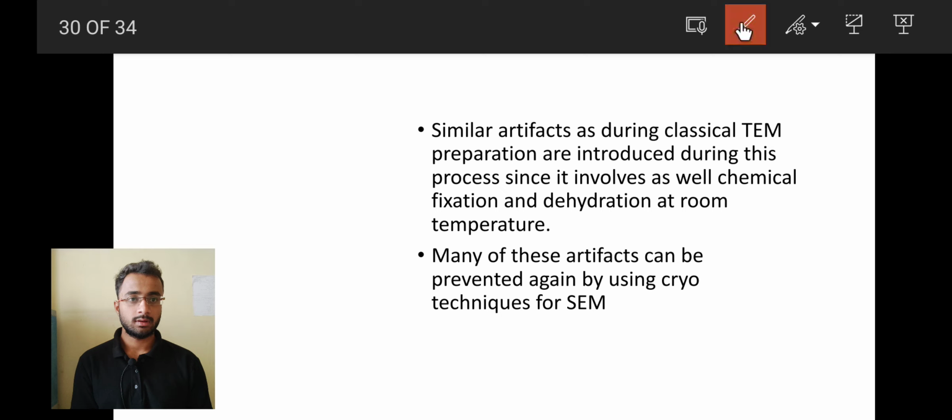Similar problems that arise during classical transmission electron microscopy are introduced during this process, since it involves chemical fixation and dehydration at room temperature. We have seen some artifacts, that is, some problems during sample preparation for TEM, during dehydration and chemical fixation. The same problem arises during sample preparation for scanning electron microscope as well. Many of these artifacts can be prevented again by using cryo techniques for SEM.